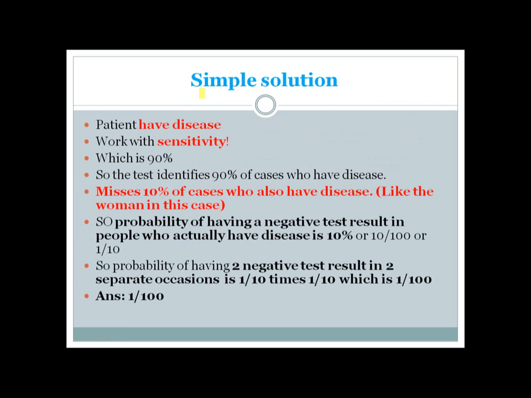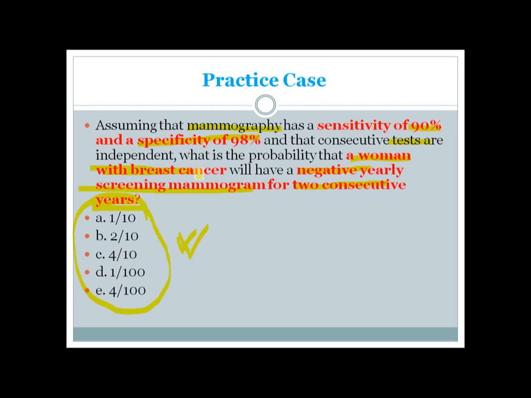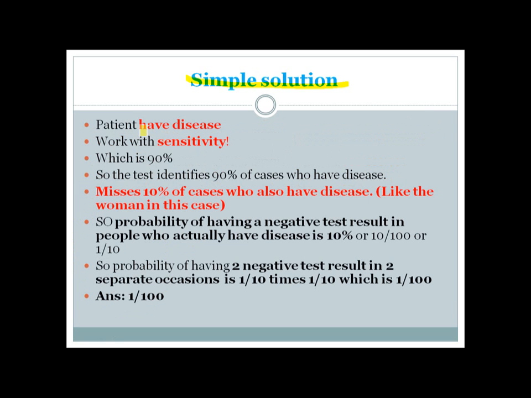So here is my solution. The first thing we have to look at is that this patient has the disease. The patient has breast cancer. So we have to work with sensitivity, because sensitivity is the statistical analysis of the patients who have disease. In this case sensitivity turns out to be 90%. So the test identifies 90% of cases who actually have the disease. So who has the disease? The diseased are true positives and false negatives.